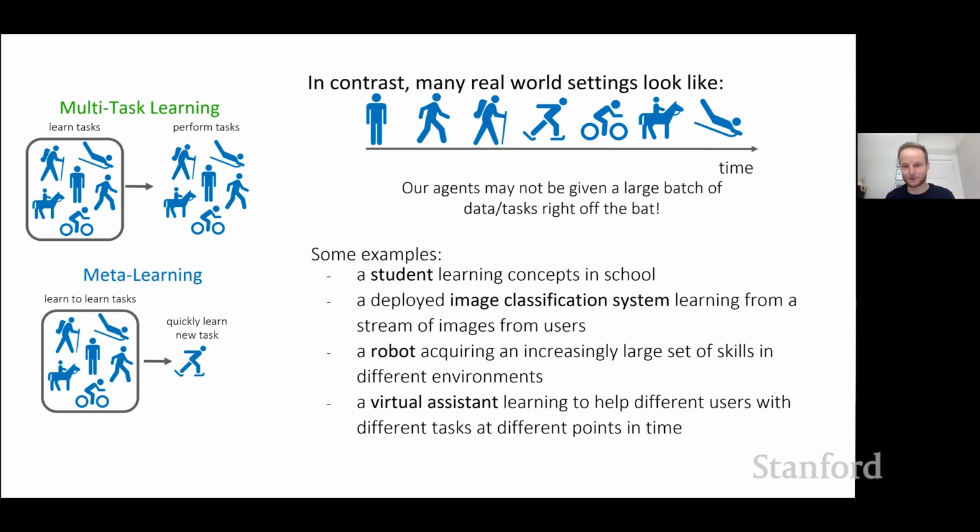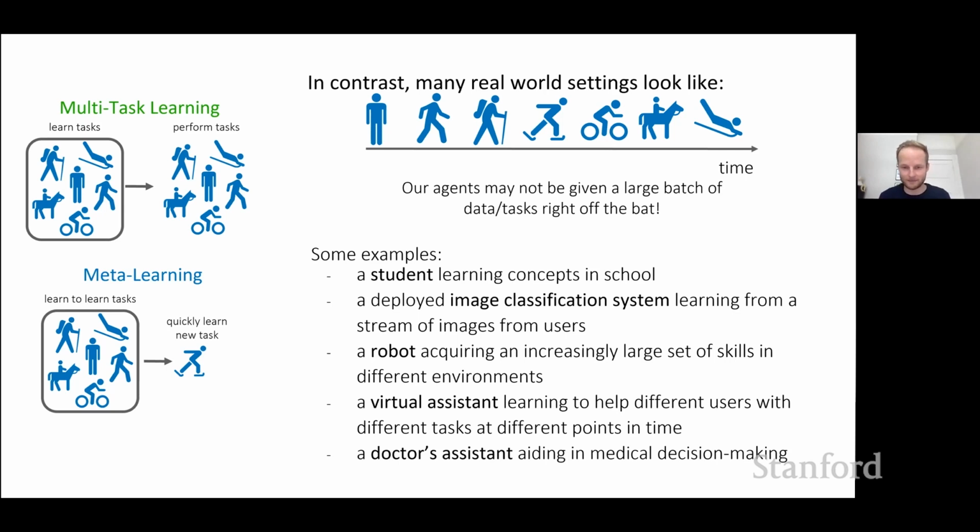Another example would be a virtual assistant that is learning to help users or different users with different tasks at different points in time. So with the virtual assistant, our preferences when we talk to it might change over time. We might also need to adjust to different users, to constantly changing preferences, or maybe we want the virtual assistant to do different tasks and so on. So in that case, it's also being revealed new and new tasks every now and then.